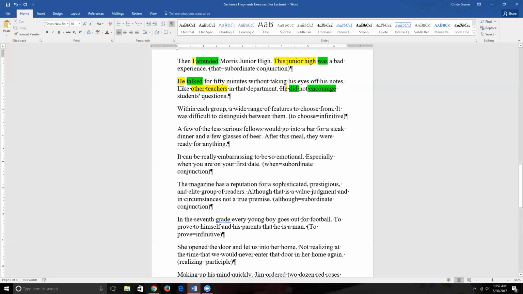We need a subject and a verb, so we're going to say he was like other teachers in that department. So this actually isn't going to be our subject after all. He is going to be the subject. And we have was, which is our verb. So again, all 3 of those approaches work.